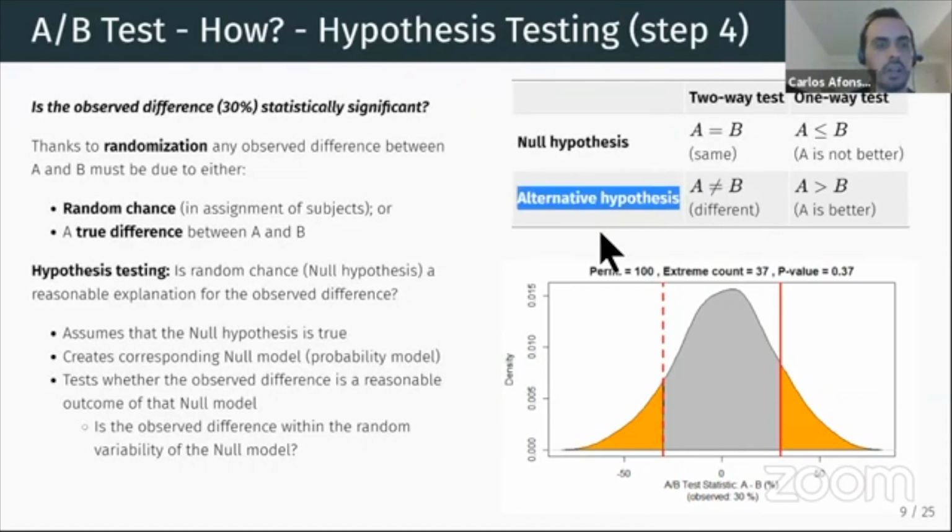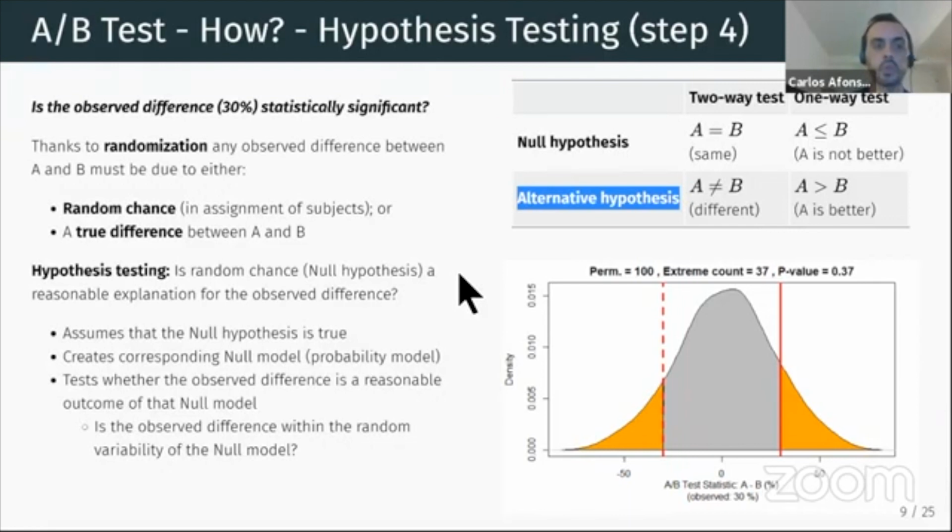So what is hypothesis testing? Hypothesis testing is trying to answer the question of whether random chance is to blame for the observed difference. So is random chance, the null hypothesis, a reasonable explanation of the observed difference or not? That's what we do through hypothesis testing. If it is, then we stay with the null hypothesis that A and B are the same, there's no real difference. And if we conclude that it is not, then we can go to the alternative hypothesis and say that yes, A and B are different. There's a statistically significant difference in our results.